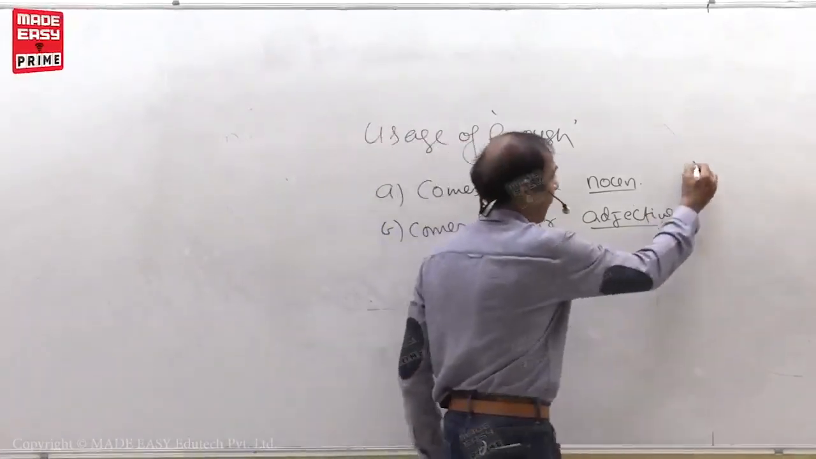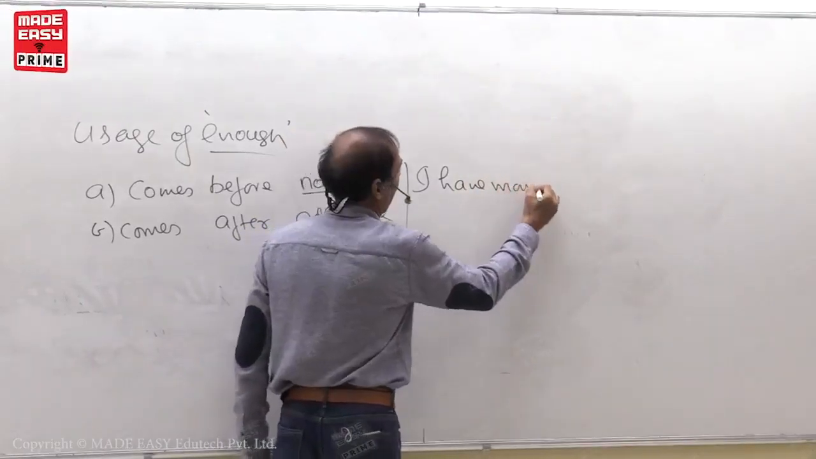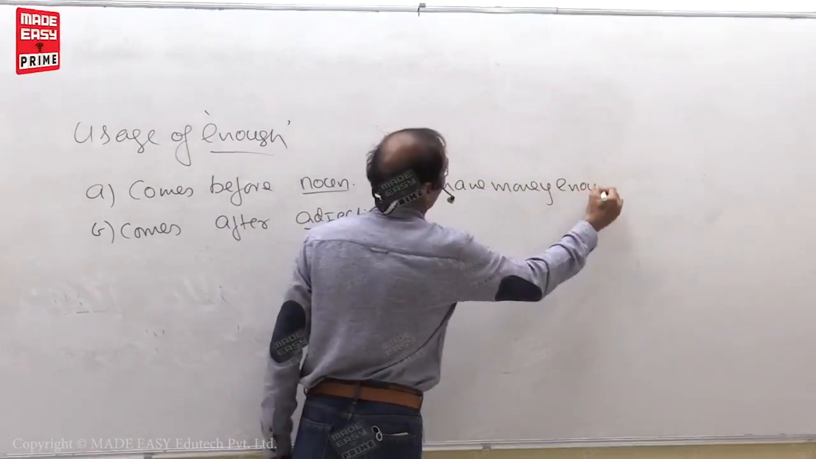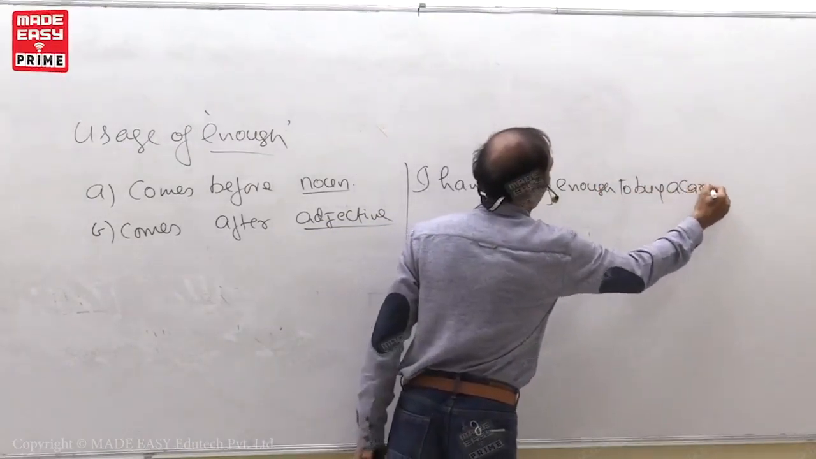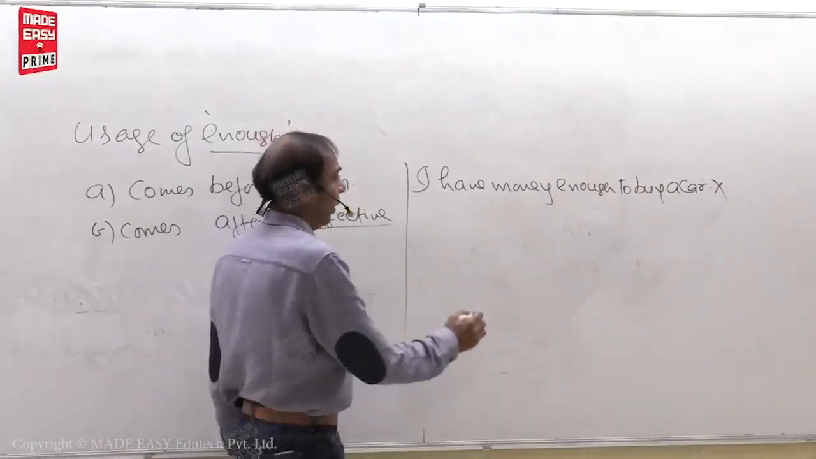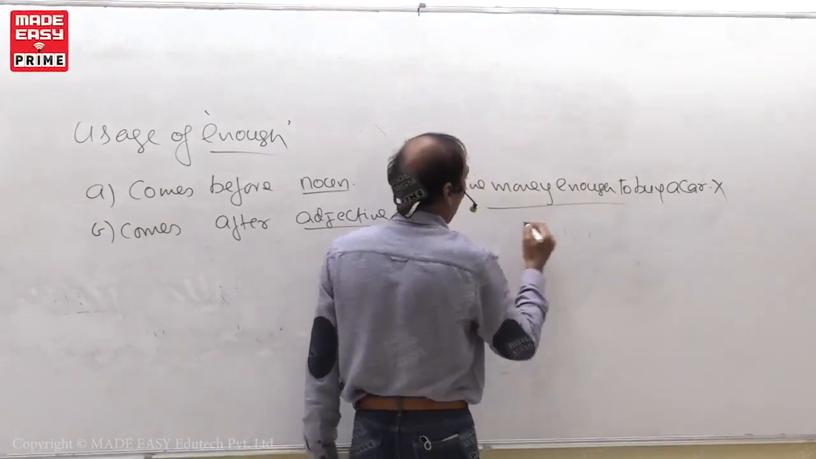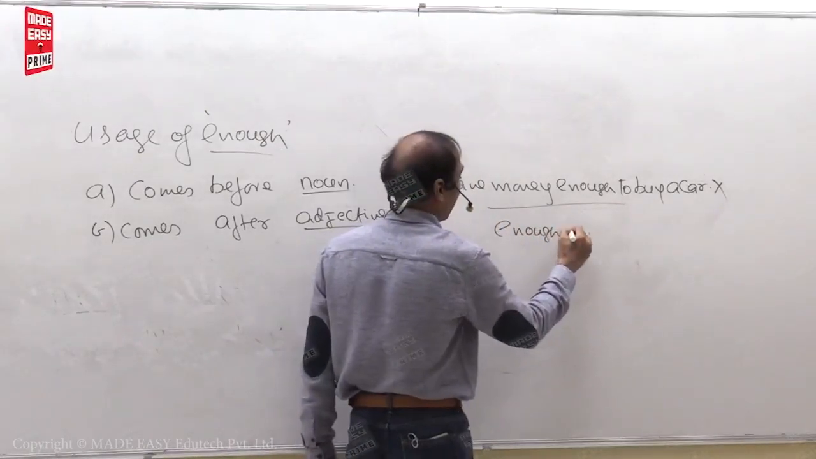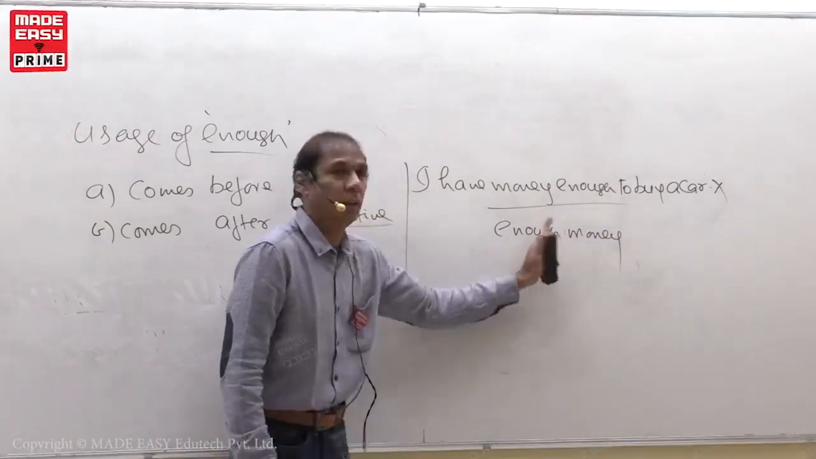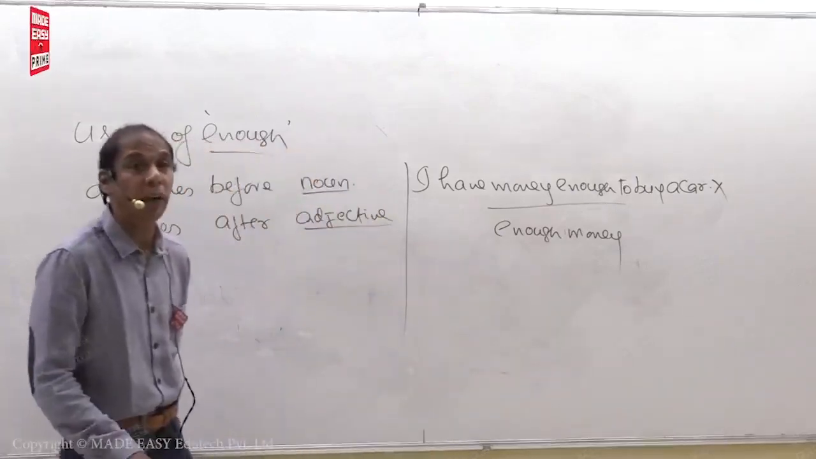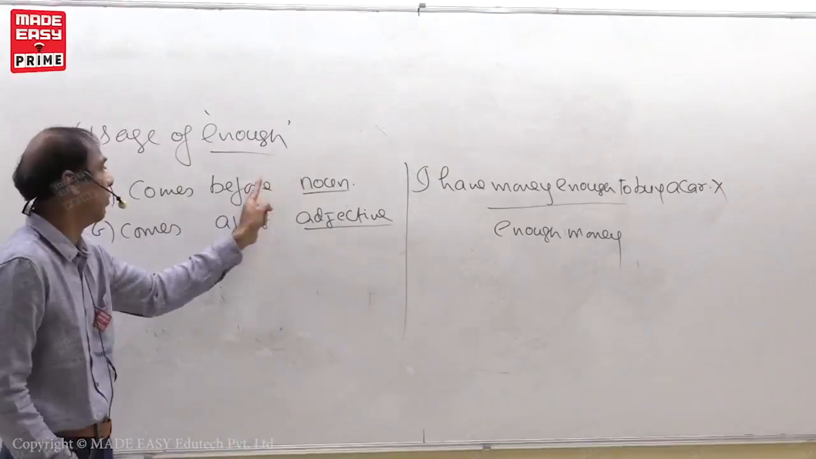What is all this? See. I have money enough to buy a car. This is wrong. I have money enough. Wrong. Right? I have enough money. In the case of nouns, it comes before. I have enough money. Okay? See, in the case of a noun, it comes before.